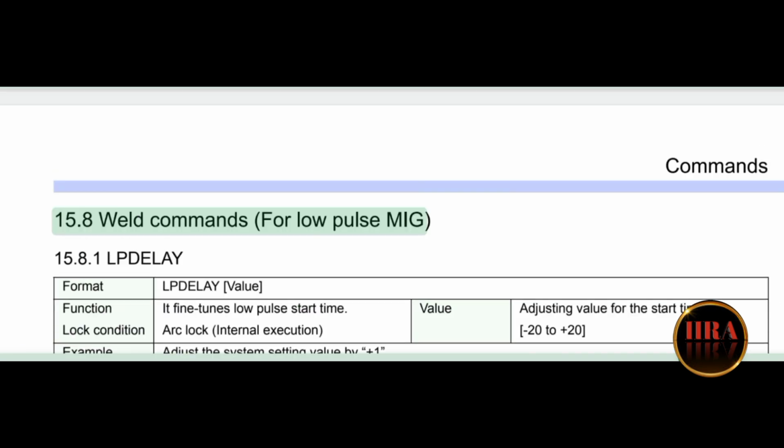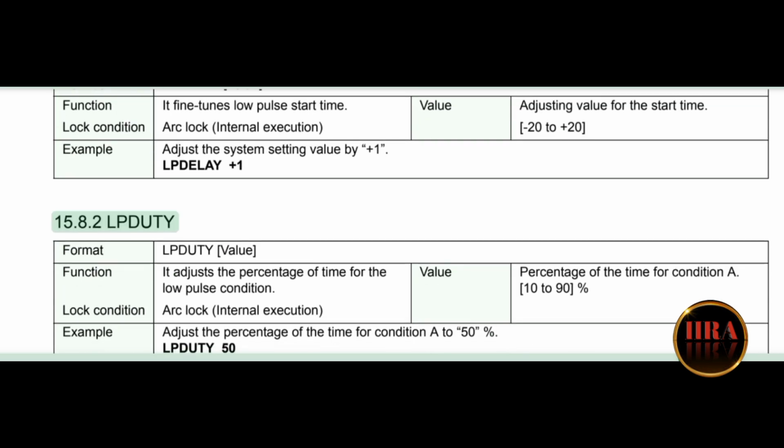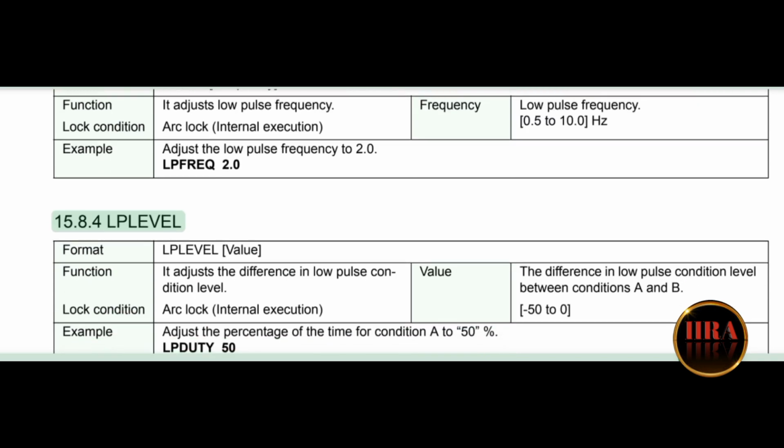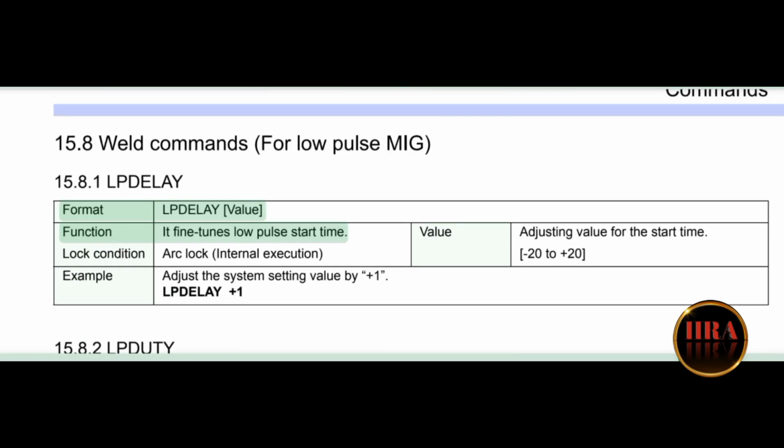15.8 Weld commands for low pulse MIG. 15.8.1 LPDELAY. 15.8.2 LPDUTY. 15.8.3 LPFRQ. 15.8.4 LPLEVEL. 15.8.5 LPLS. Format: LPDELAY, value. Function: it fine-tunes low pulse start time.